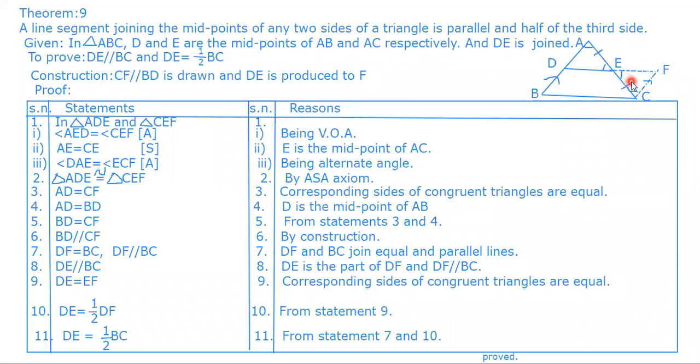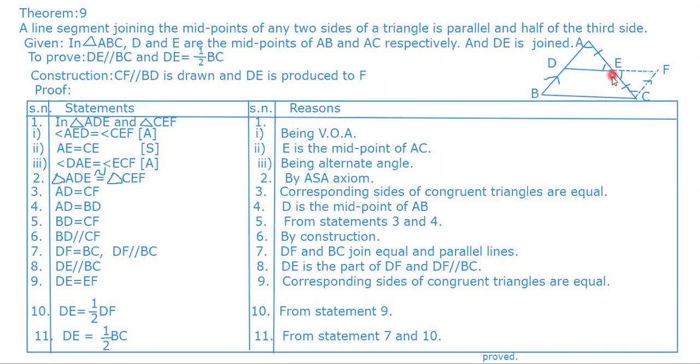After proving they are congruent, we can write CF and AD are equal. Similarly, AD is equal to BD. So BD and CF are equal and parallel too. After proving them parallel and equal, we can also write DF and BC are also parallel and equal. If two lines are parallel and equal, then the lines joining them are also parallel and equal.